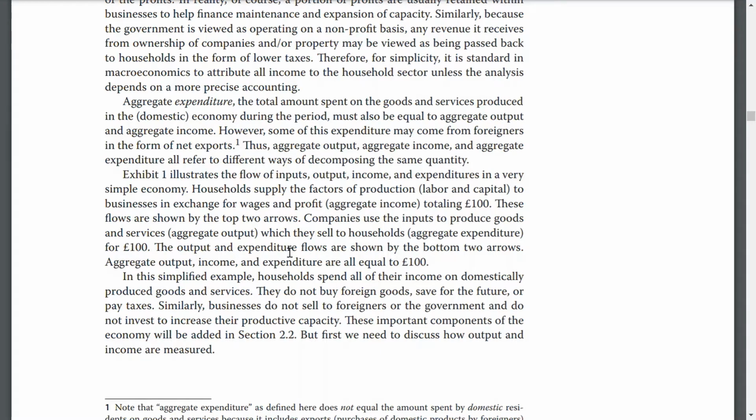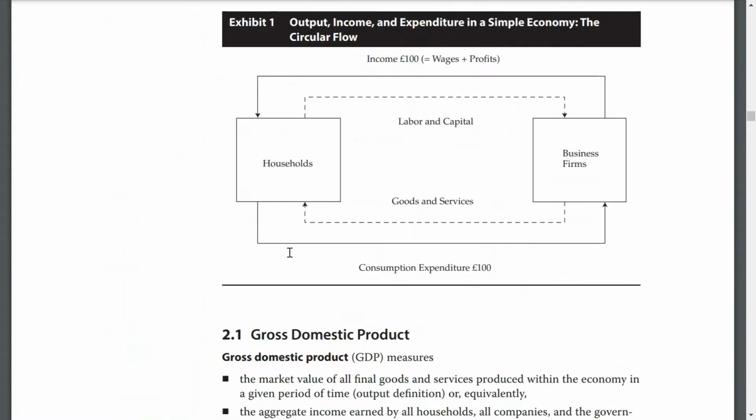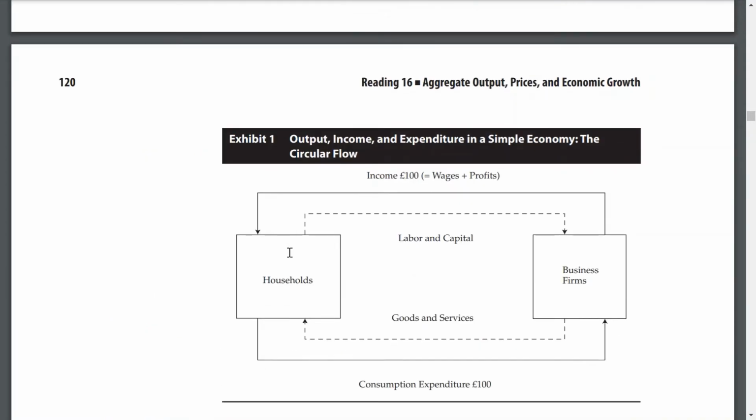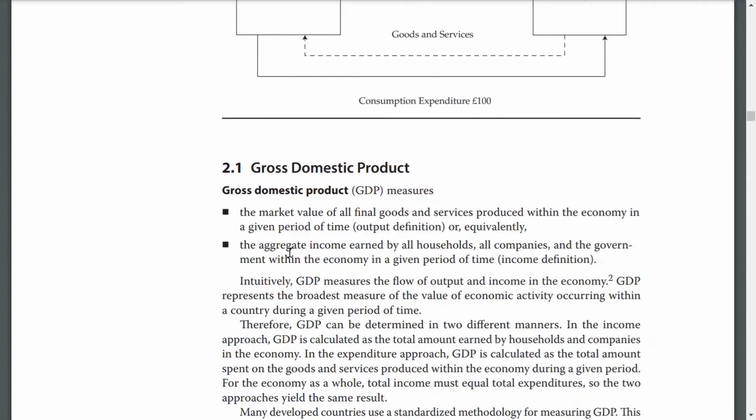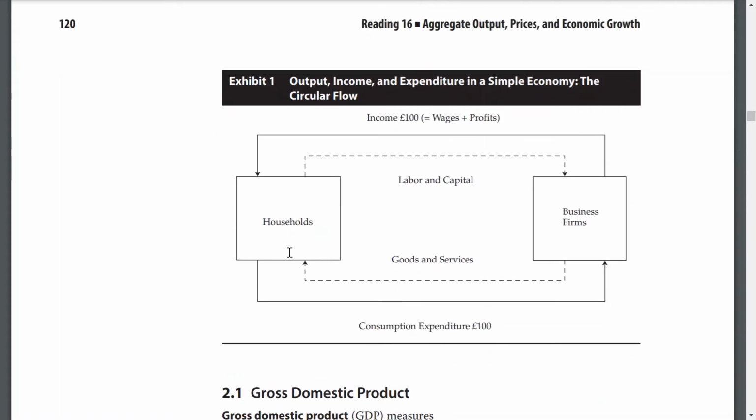and income are measured. So this is a circular flow: the output, income, and expenditure in a simple economy. This is a really simplified example. We also have the international market. We also have governments. We also have financial institutions. All of these are not represented within this Exhibit 1 circular flow.